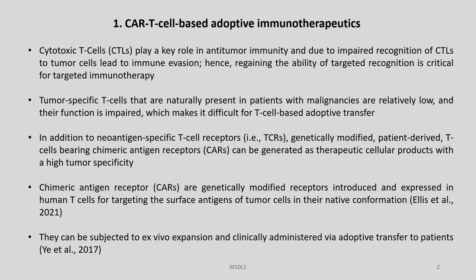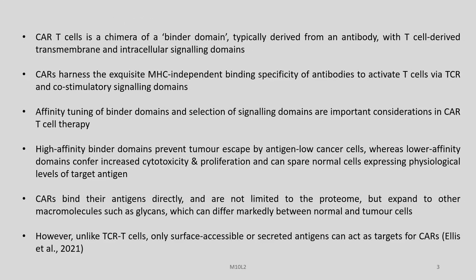In addition to neoantigen-specific T cell receptors, genetically modified patient-derived T cells bearing chimeric antigen receptors can be generated as therapeutic cellular products with a high tumor specificity. Chimeric antigen receptors are genetically modified receptors introduced and expressed in human T cells for targeting the surface antigens of tumor cells in their native conformation. And this is done by conventional genetic engineering methods, as well as the developing genome editing technologies. They can be subjected to ex vivo expansion and clinically administered via adoptive transfer to patients.